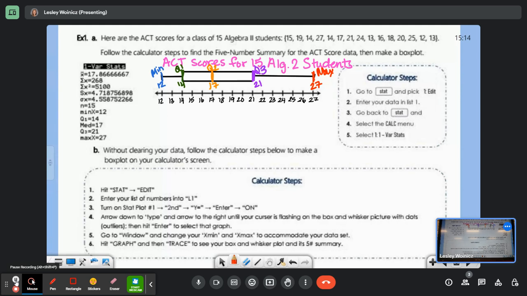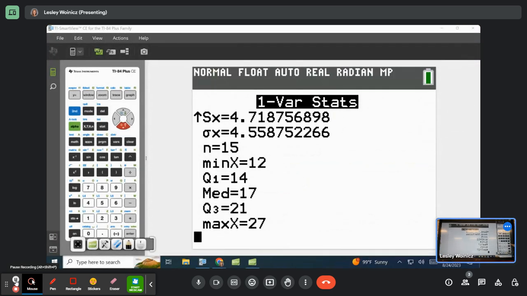Okay. Don't clear your data. We're going to follow the calculator steps below, and we're going to make a box plot on your calculator screen. Okay, it's going to be great. You guys ready? Oh, you better enter that data fast. Okay, so we already have our list in L1, so we're going to start at step 3.